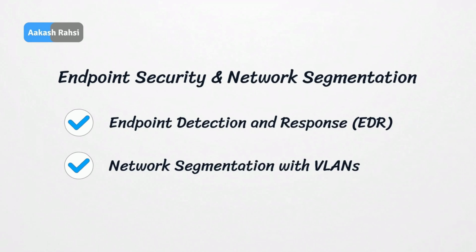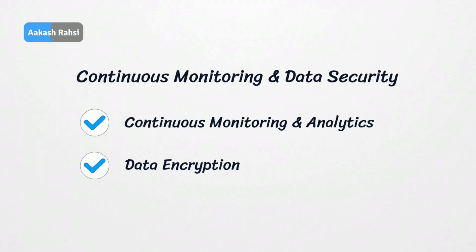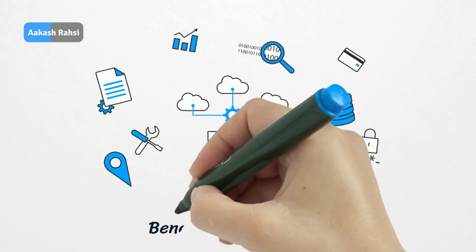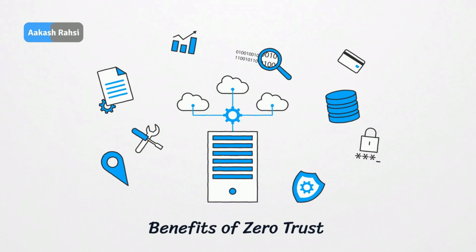Micro-segmentation divides your network for better security, while continuous monitoring ensures real-time threat detection. Real-time monitoring tools like SIEM detect anomalies, and data encryption protects information, ensuring integrity. Automated incident response and Zero Trust yield enhanced security, regulatory compliance, and operational efficiency.